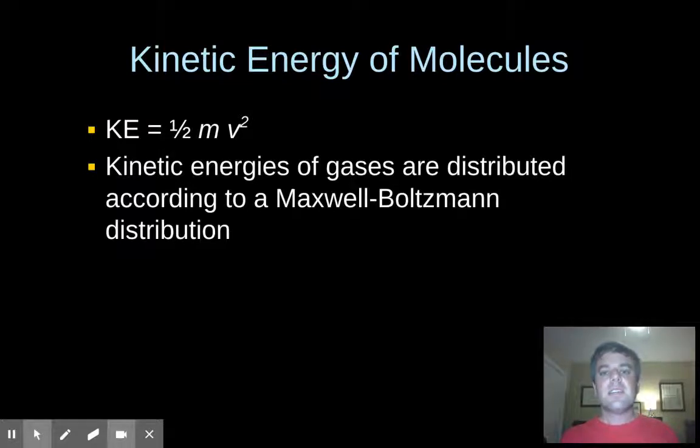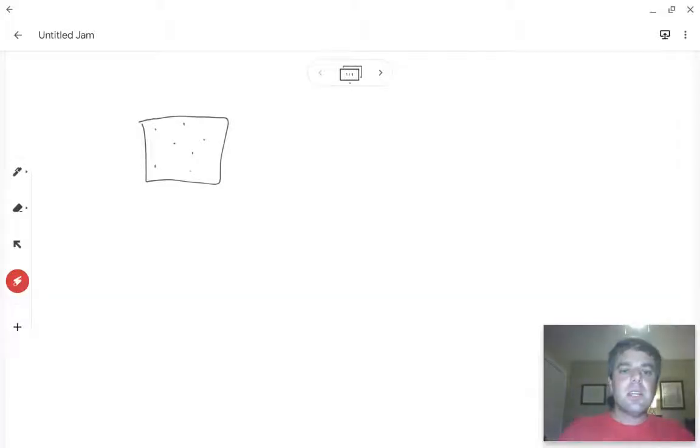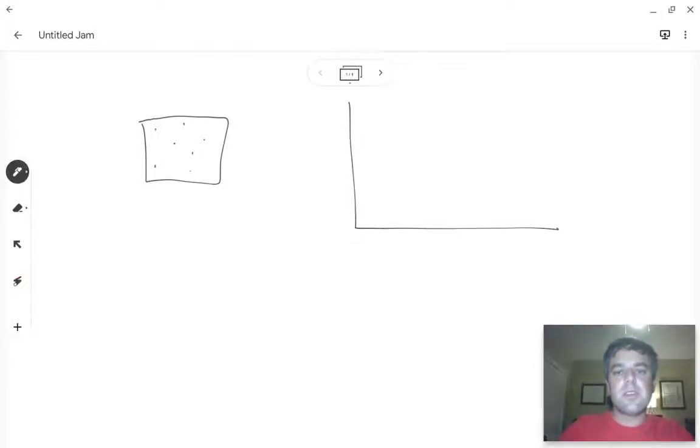And kinetic energies of gases are distributed according to a Maxwell Boltzmann distribution, which is a really interesting distribution. It looks kind of like this, where the average is right here.